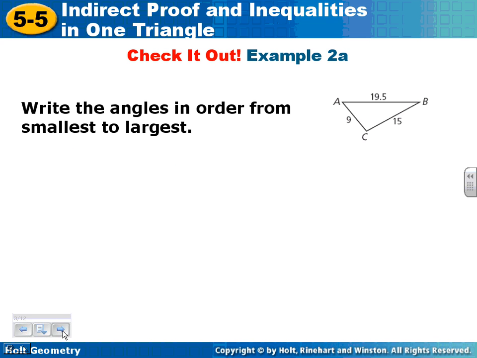On the next slide, same thing. What's my smallest angle? Well, 9 is my smallest side. It goes to its opposite angle B, so angle B is my smallest. And then 15 would be my medium, and its opposite angle is A. And that leaves me with angle C. And again, it's opposite 19.5, which is my longest side.